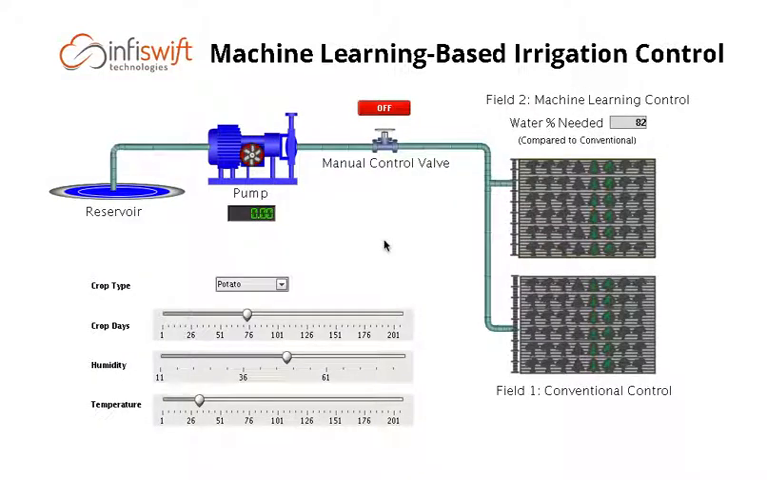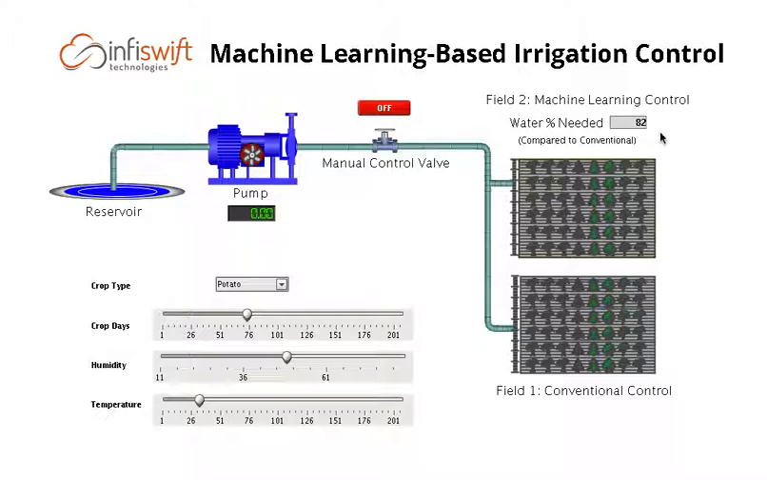Today we're looking at how Infiswift technologies can leverage machine learning based irrigation control to conserve water and electricity in agricultural applications. What you're seeing on the screen is a comparison between two fields. Field number one has a conventional irrigation control system that's set to water for a set time period every day, and field two is leveraging a machine learning algorithm that takes into account the crop type, where you are in the crop cycle, how mature the plants are, and we're simulating some sensor inputs for ambient temperature, humidity, and soil moisture.